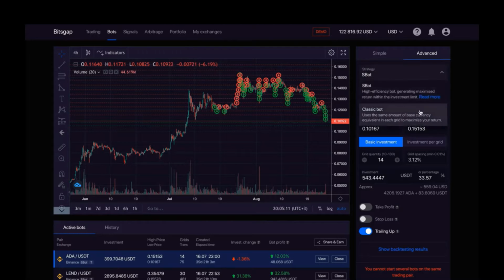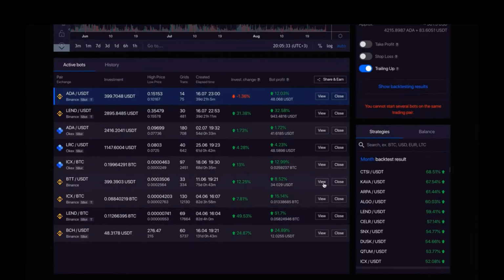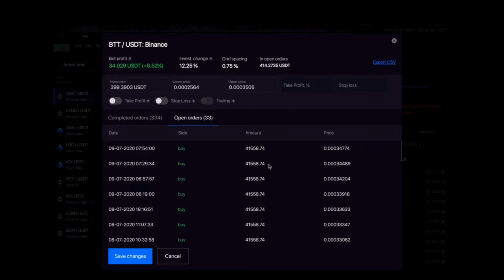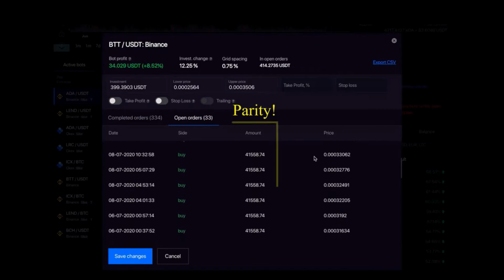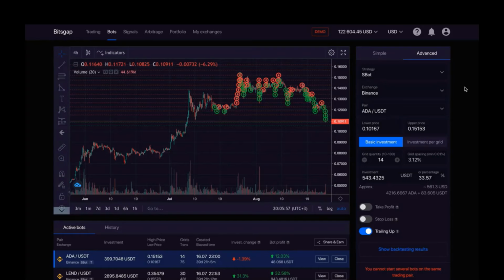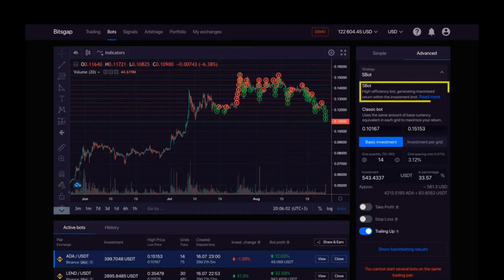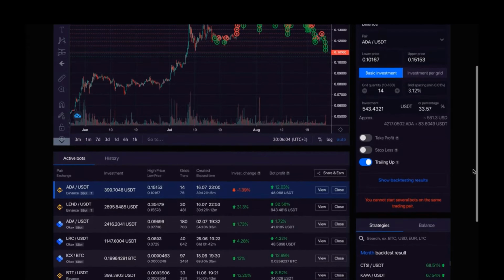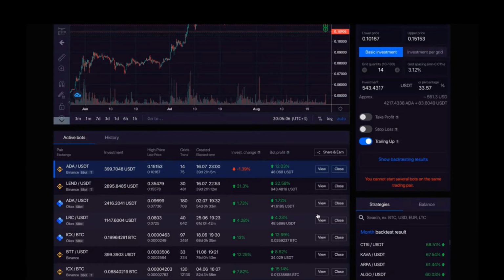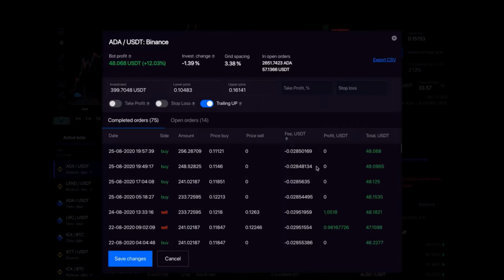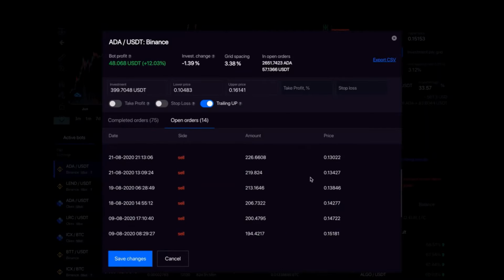The classic bot uses the same amount of the base currency equivalent in each grid, so at each level it buys and sells the same quantity of the base currency. And here is the example. Conversely, the S-bot strategy buys and sells different amounts of the base currency at each grid level, but ensures an equal investment distribution, like in this example over here.